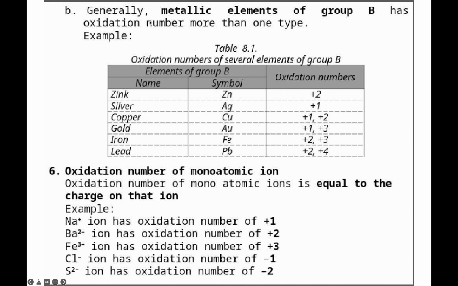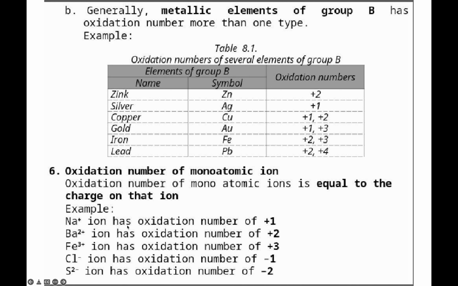Now generally metallic elements of group B have more than one type of oxidation number. See the table here, elements of group B: zinc, silver, copper, gold, iron, lead and so on. The oxidation number for zinc is +2, for silver it is +1, copper is +1 and +2, gold is +1 and +3, iron is +2 and +3 and lead is +2 and +4. Remember this.